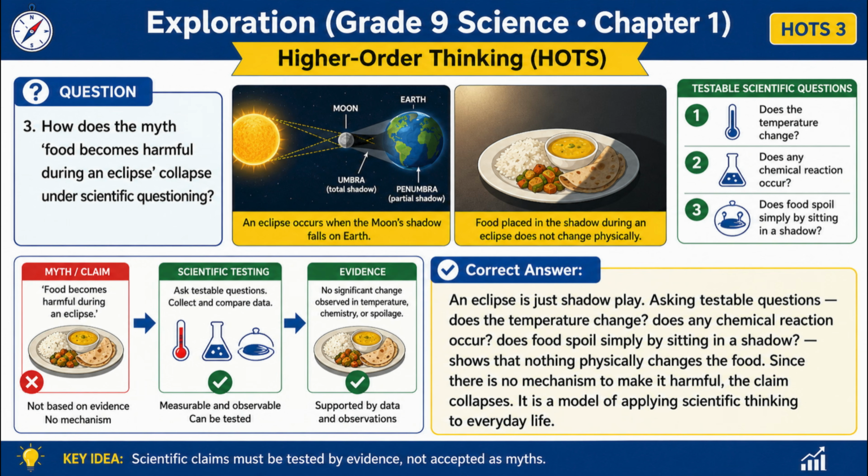3. How does the myth "food becomes harmful during an eclipse" collapse under scientific questioning? An eclipse is just shadow play. Asking testable questions: Does the temperature change? Does any chemical reaction occur? Does food spoil simply by sitting in a shadow? This shows that nothing physically changes the food. Since there is no mechanism to make it harmful, the claim collapses. It is a model of applying scientific thinking to everyday life.